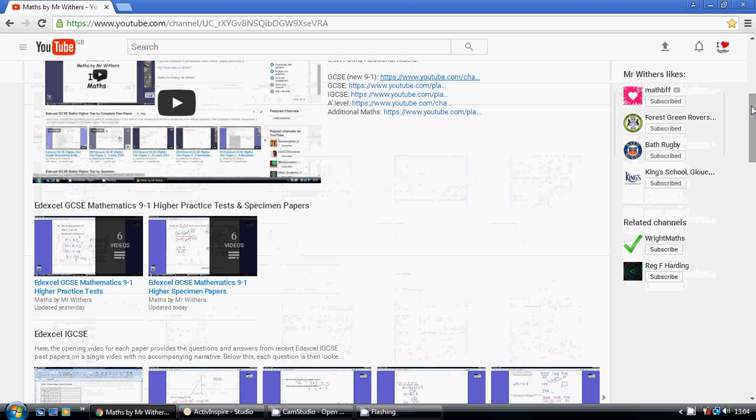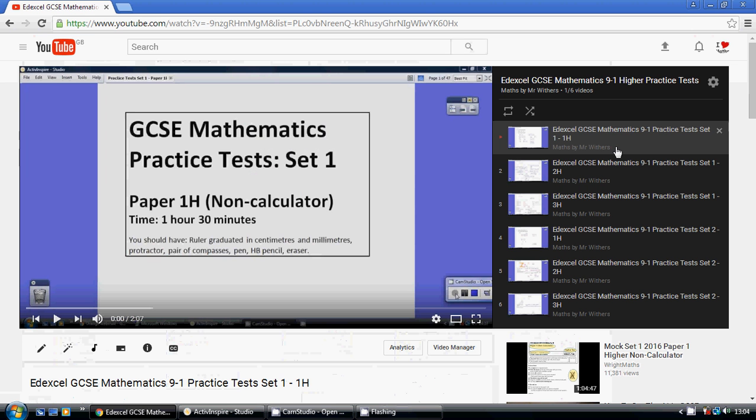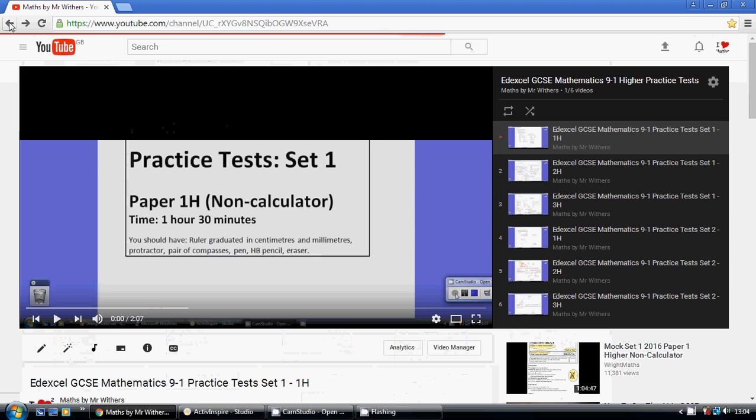So from the top, for the new 9-to-1 papers coming in this summer, I've got six of the practice papers that have been set by Edexcel. They're all here, one after the other. I've only had time to do question and answer, so one video per paper, because quite frankly, at my school we're sticking with the IGCSE. So that's really where most of my efforts have been.